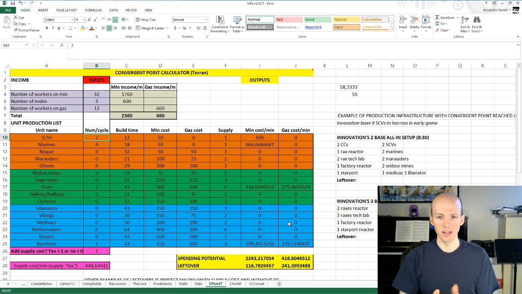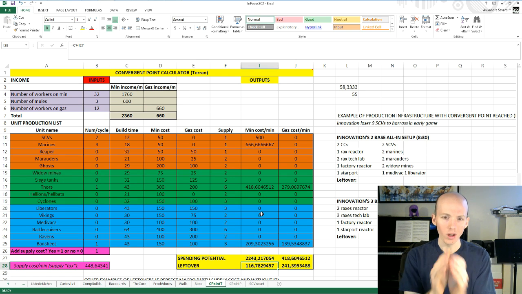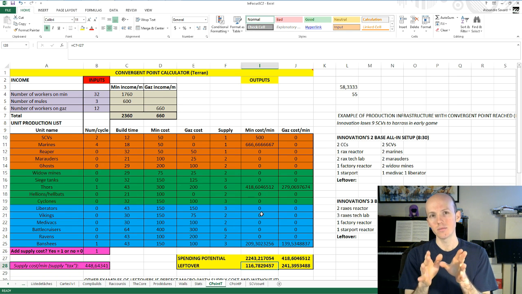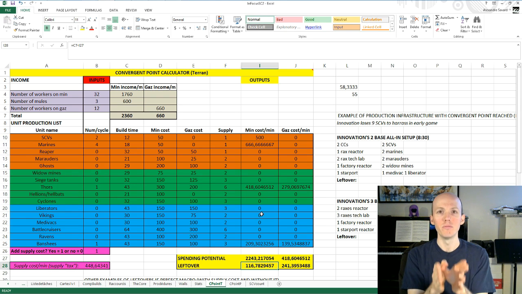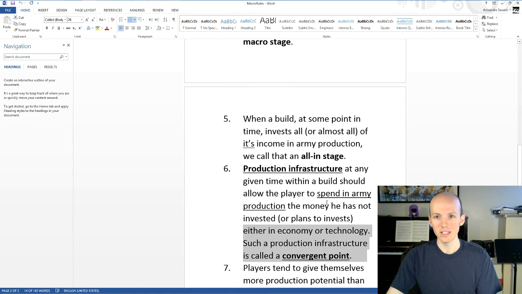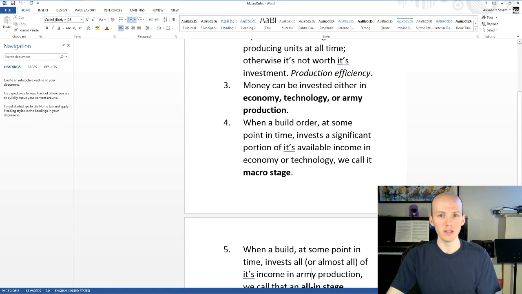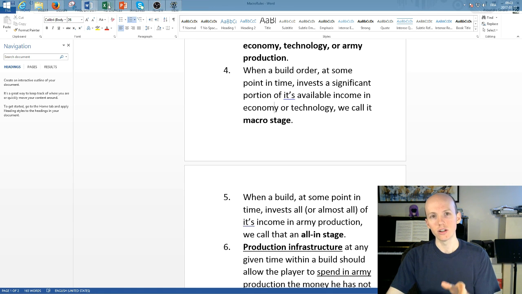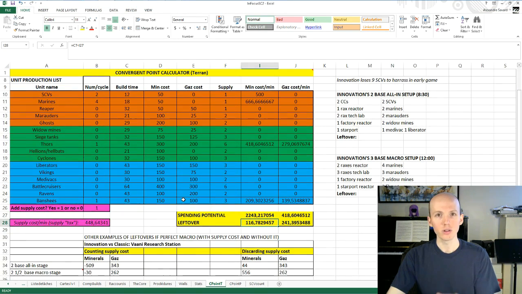Now, there is a nuance here, and it's a pretty important one. How much leftover should we have once we've spent all that money on our units? This is going to be something that really touches the design of our build orders. Let me get back to this concept that we talked about a bit earlier. We said that money can be invested in either economy, technology, or army production. Then when the build order at some point in time invests a significant portion of its available income in economy or technology, we call it macro stage. So if you're going to invest a lot of money in economy or technology, that means that you won't have as much money left over to invest in army units.